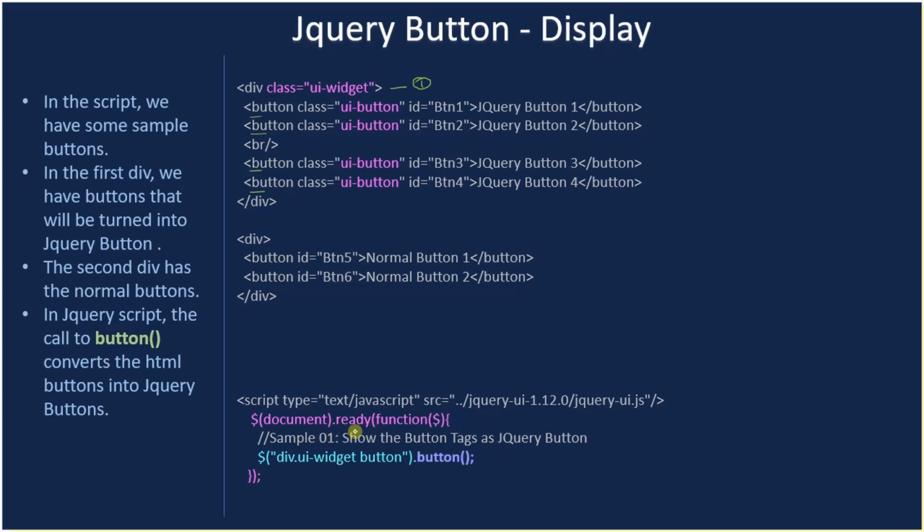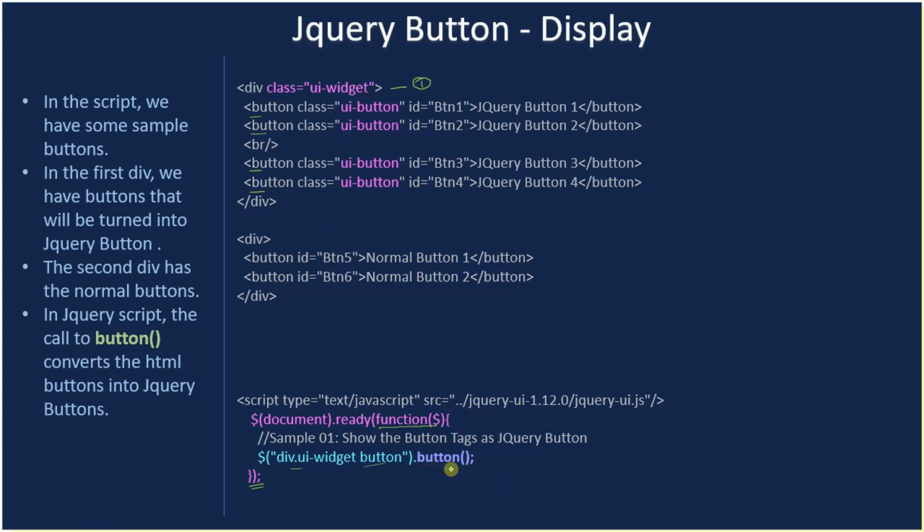Here we have $(document).ready. This is the jQuery API function. When the document is ready, it will call the handler function. And inside that handler function, we are making a call to .ui-widget. Dot means class. In the selector, .ui-widget, then select all the buttons. The .ui-widget will select this tag, and button will select all the children.